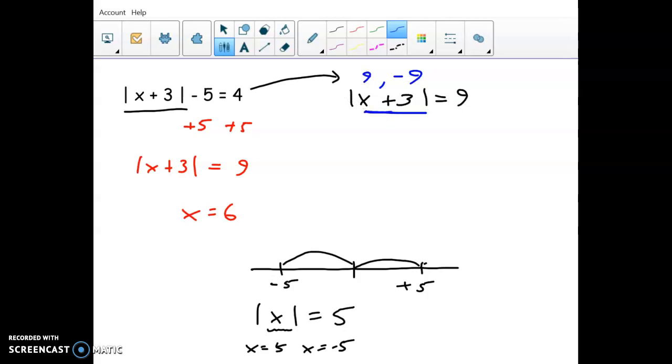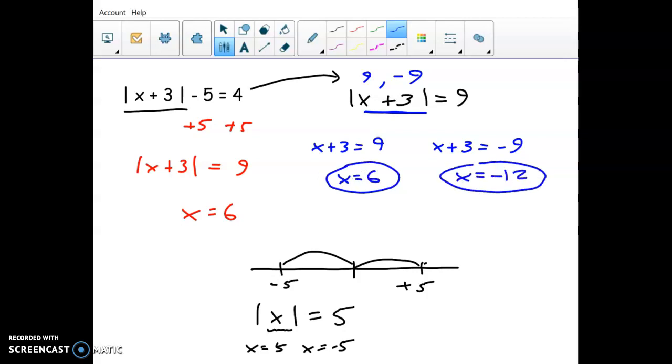So basically, when you get here, you're going to take this statement and say that x plus 3 can either be positive 9 or it can be -9, right? And so this would be then 6 after minus 3 from both sides. And this one, you get -12. And so you end up with two answers.